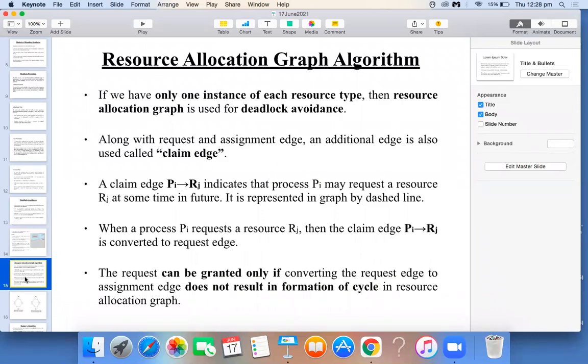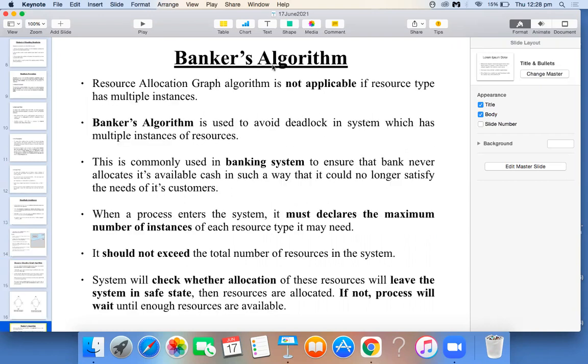Okay, now observe this. To explain deadlock avoidance, we are using 2 algorithms. The first algorithm is called the resource allocation graph algorithm. The second one is the banker's algorithm. So these are the 2 algorithms meant for deadlock avoidance. This is very, very important. In your examinations, you will be asked one problem on this. A very definite question they are going to ask.